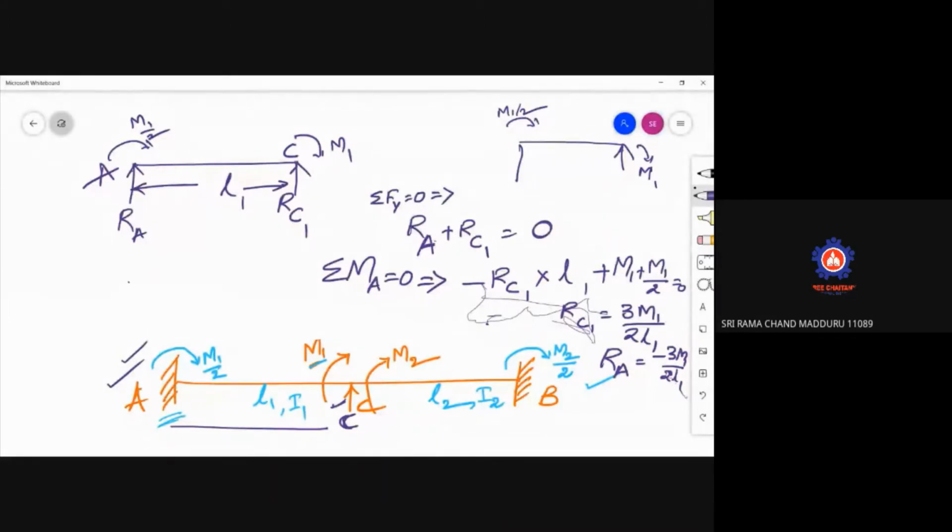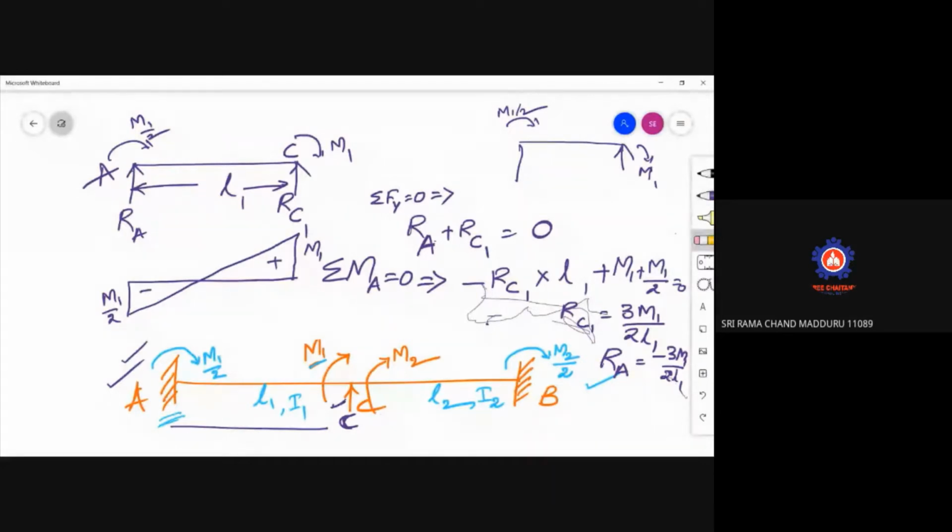So I am drawing the bending moment diagram here. I am not drawing the shear force diagram, only the bending moment diagram. Like this it will be there. So this will be M1, this will be M1 by 2, and this is negative. So this is the bending moment diagram for one beam. Similarly, we can also draw for another beam.